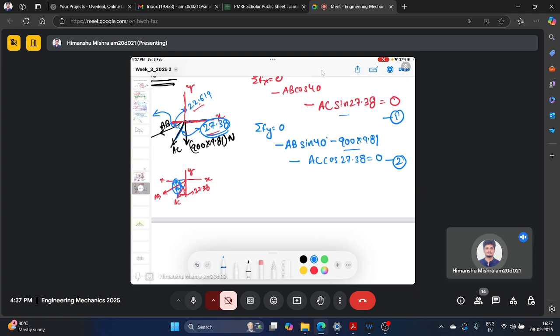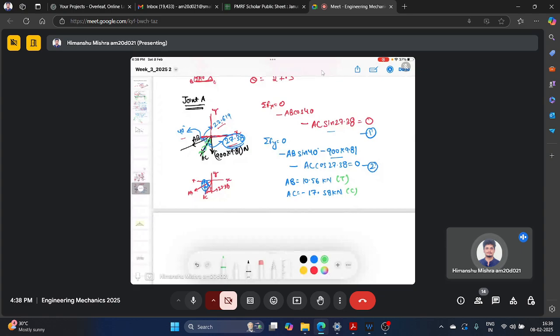When you solve both equations together, you will get AB as 10.56 kilonewton and AC as minus 17.58 kilonewton. So for AC we have assumed the wrong direction. The direction should be this, towards the joint, so this is compressive force, and AB is away from the joint, so it's a tensile force. So now we know that AB is tensile.